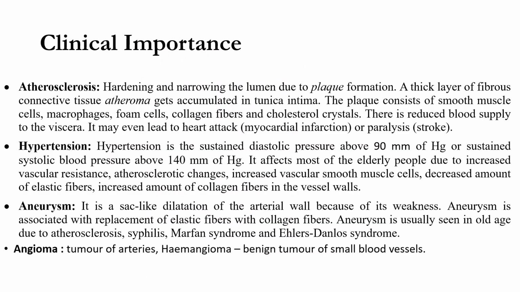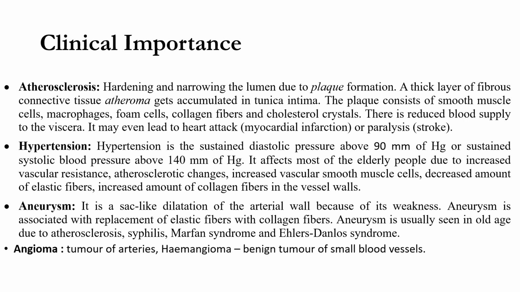Now we will see the applied importance of arteries. So there is a clinical term called atherosclerosis, which means hardening and narrowing of the lumen of arteries due to accumulation of plaque, and a thick layer of fibrous connective tissue called atheroma gets accumulated in tunica intima, and this will narrow the lumen of the blood vessel, and thus the blood flow is obstructed, and the blood vessels supplying a particular viscera will provide less blood to the viscera, and it will eventually lead to ischemic changes and infarction. In case of heart, there can be myocardial infarction due to obstruction in blood supply, or in brain there can be stroke, paralysis due to obstructed supply to the brain.